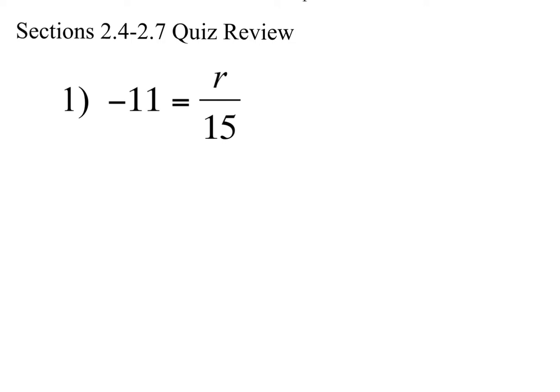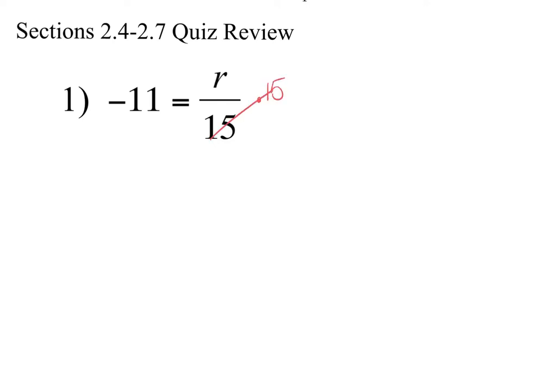So we are solving equations here. The first thing you have to figure out is what is going on and what I need to do to get rid of what is with my variable. So what is the operation between the r and the 15? What's happening here? Division. So I need to do the inverse of division, which is multiplication.